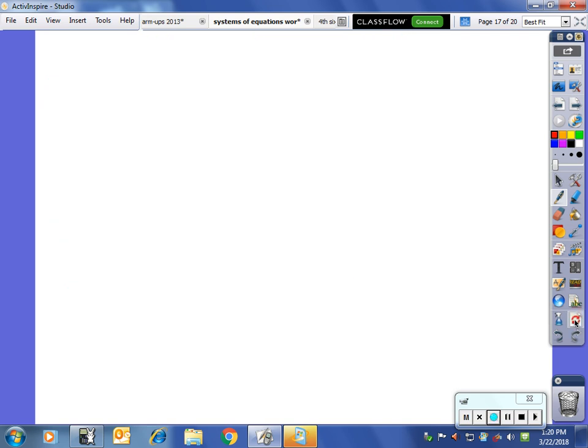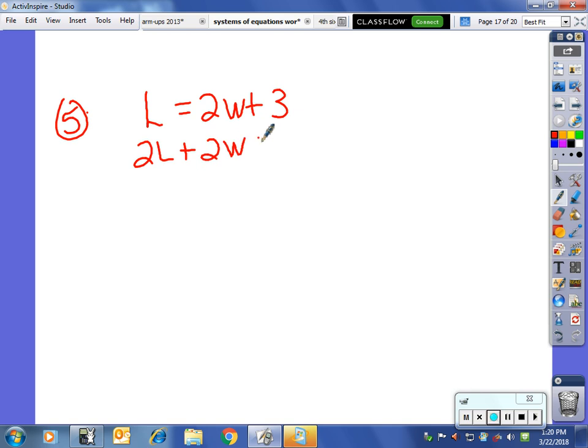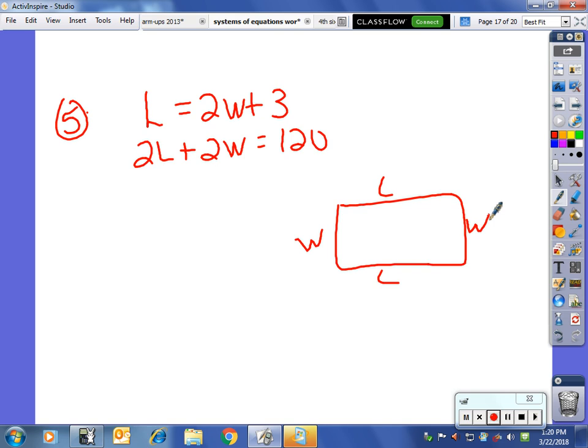Okay, number 5 is really not that tricky, but let's just go ahead and set it up. The length of a rectangle is 3 more than twice the width. The perimeter is 120. That's just the perimeter formula. 2 lengths and 2 widths is 120. If I were going to solve this one, I usually just like to draw a picture. Instead of length, length, width, width, I'm going to take the length out and put in 2W plus 3, because that's what the length equaled, and then I can just add it up from the picture.